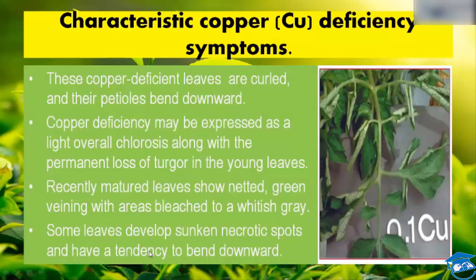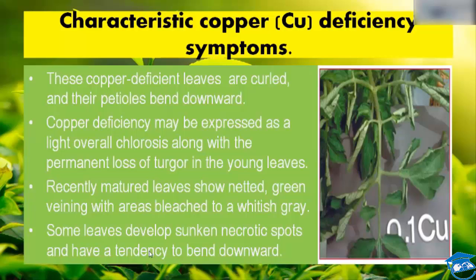Now come to the copper deficiency symptoms, students. Copper, as we know, is absorbed as cupric ion, that is Cu2+. It is essential for overall metabolism in plant. Like iron, it is associated with certain enzymes which are involved in redox reactions and is reversibly oxidized from Cu+ to Cu2+ ion.